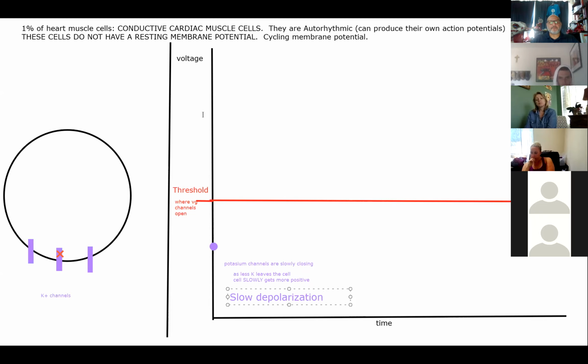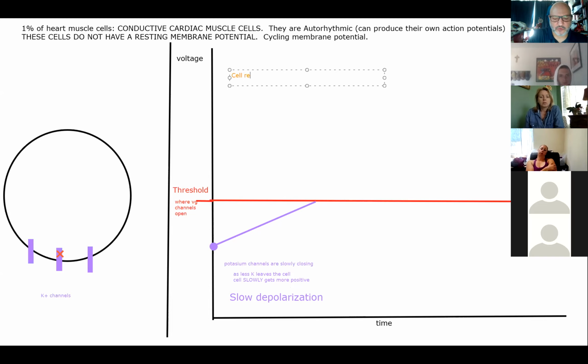And we can draw that. The cell is slowly getting more positive, slowly, slowly, until something special happens. What's that special thing? It reaches threshold. When the cell reaches threshold, the voltage-gated channels are going to open and ions are going to be able to flow.